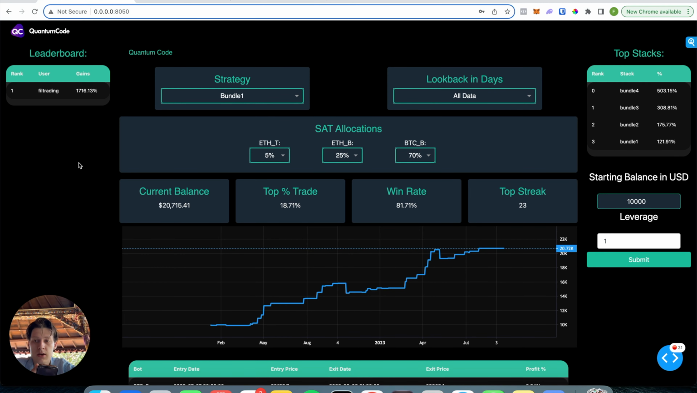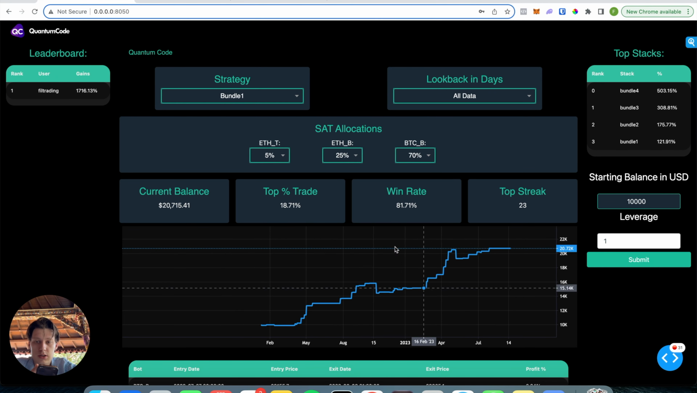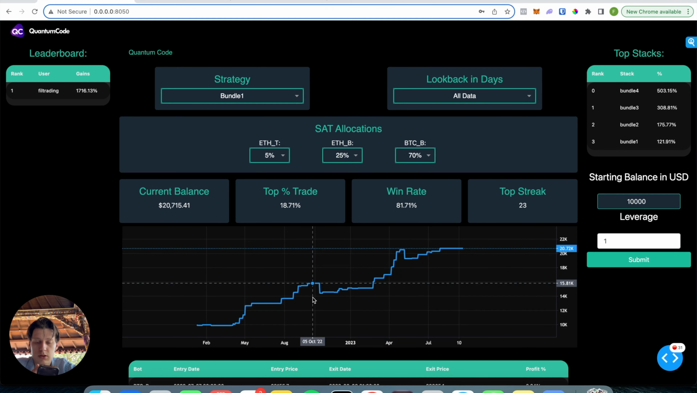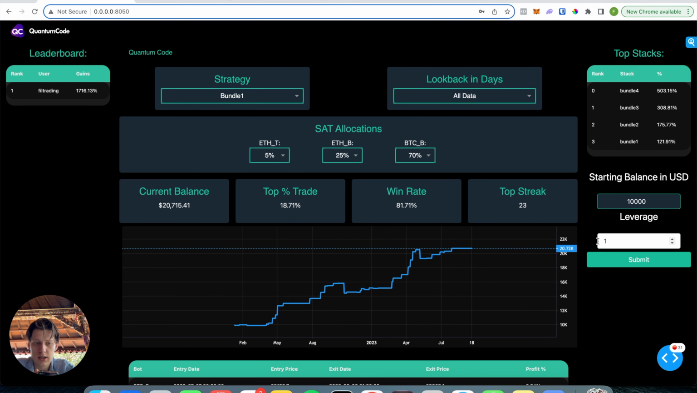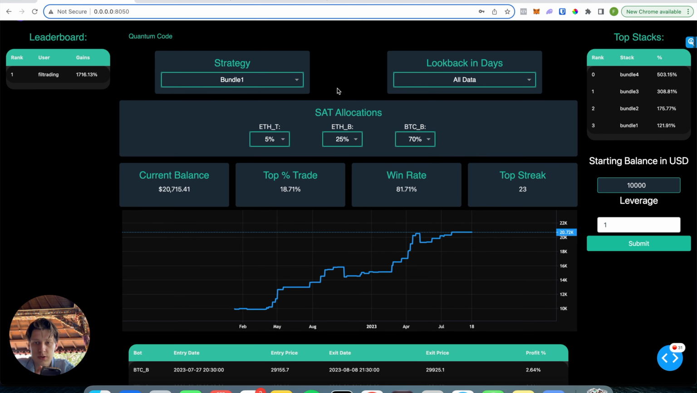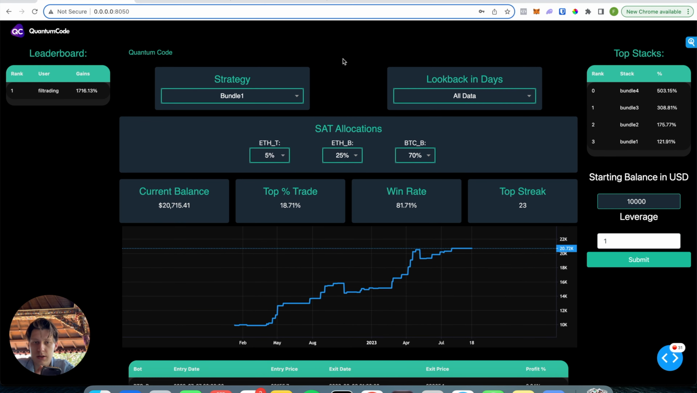performing very, very well. So here, what you can see is bundle 1, and this is the performance of bundle 1. Here on the side, we have 4 bundles that I have on here right now, and their performance in the past, I think 1 or 2 months, something like that. And this is the performance without leverage, right? We will get into leverage very soon, but this is the performance without leverage.